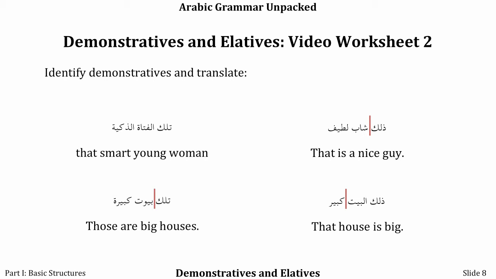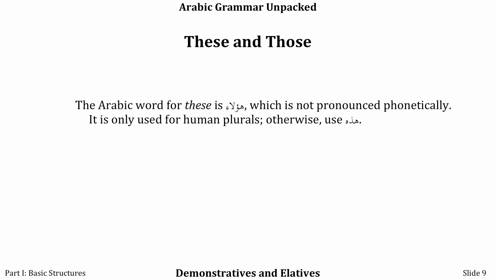Those are big houses. So again, demonstratives are always definite, and hadhihi and tilka can be tricky because of the non-human plural is treated as feminine singular rule. The Arabic word for these, when we're referring to people, is ha'ula'i, which is not pronounced phonetically at all. It's only used for human plurals, otherwise use hadhihi. So if we're talking about dogs or houses or whatever, we'd use hadhihi.